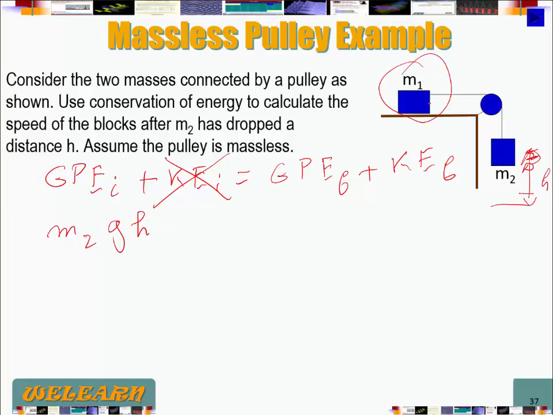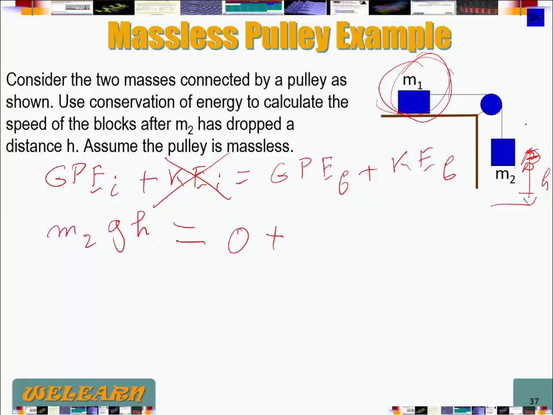We don't have to worry about the gravitational potential energy of M1 since M1 is not going to move up or down. So there is no change in GPE for M1, so we can ignore it. My initial mechanical energy is just M2 g h, which is going to be equal to GPE final. GPE for M1 did not change. For M2 it's going to become 0, plus kinetic energy final.